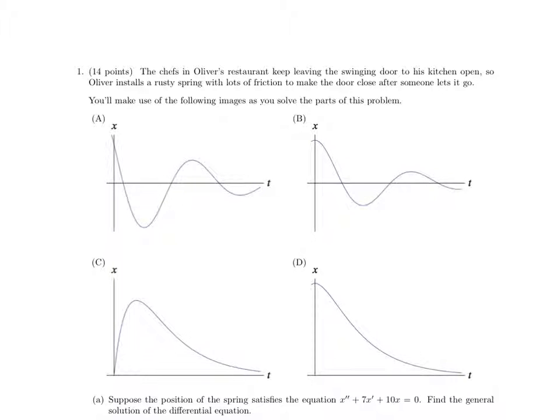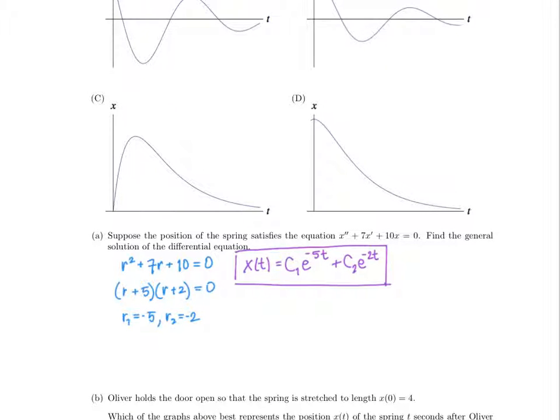All right, it says, suppose the position of the spring satisfies the equation that's given here. And it says, find the general solution of the differential equation. So find that characteristic equation, find those roots, and then based off of the roots, plug them into what you know the form of the general solution should be there. This is not too bad.